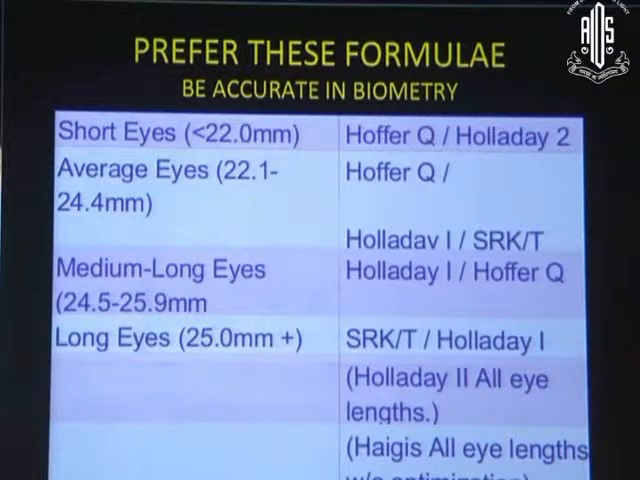Now let's prefer these formulae. Therefore, for short eyes, the Hoffer Q or the Holladay 2; average eyes, Hoffer Q, Holladay 1, SRK/T; medium long eyes, Holladay 1, Hoffer Q; and for the long eyes, the Holladay 1, SRK/T.